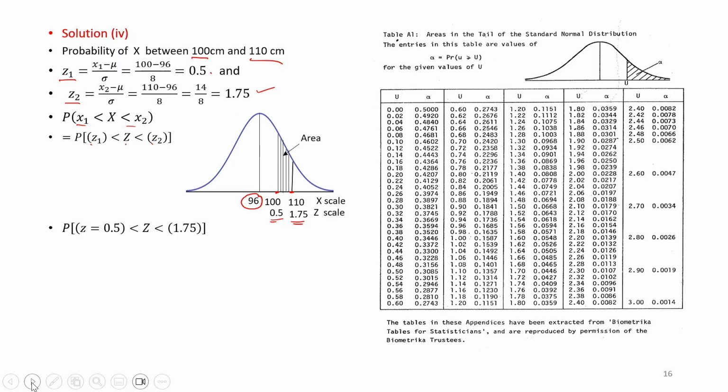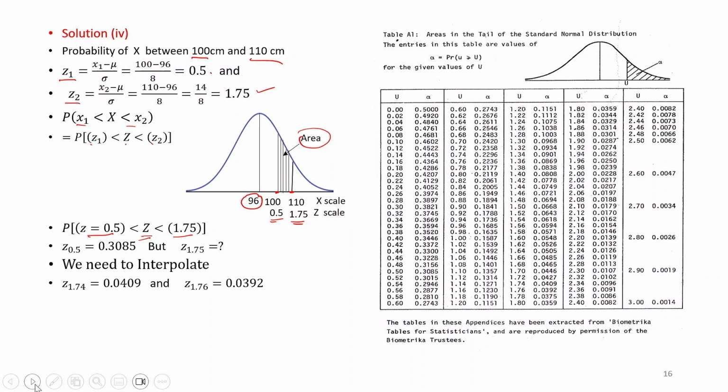Now we have to find out. Now I am interested in the area as shown in the diagram. No, this is the area I am interested in. The table gives me the area which is more than whatever Z value we get here. So the probability of Z lying between these two limits, we have to find out.